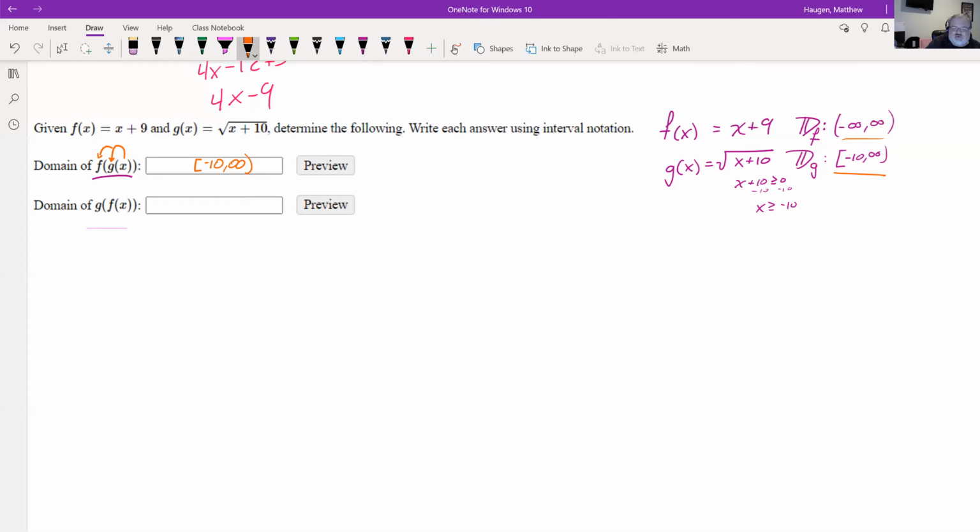Now, when we do G composed with f of x, for x to be able to go into f, all reals, right? Yeah, so that's no problem. For f's output to be able to go into G, f's output has to be bigger than negative 10. So f of x has to be greater than or equal to negative 10. Correct. Well, what's f of x? It's x plus 9. So x plus 9 has to be greater than or equal to negative 10. Subtract the 9, subtract the 9. X has to be greater than or equal to negative 19.